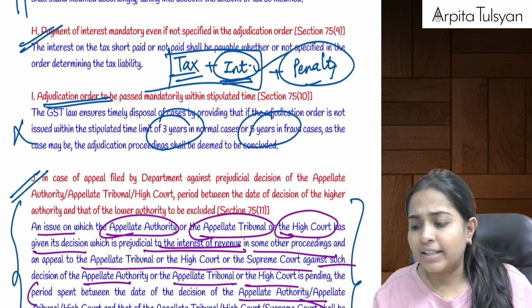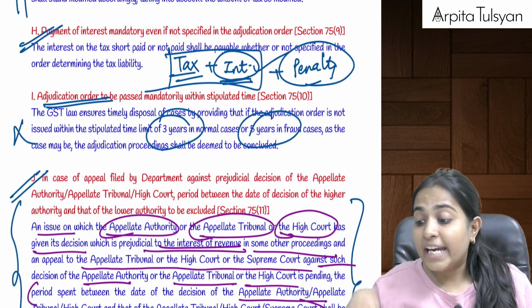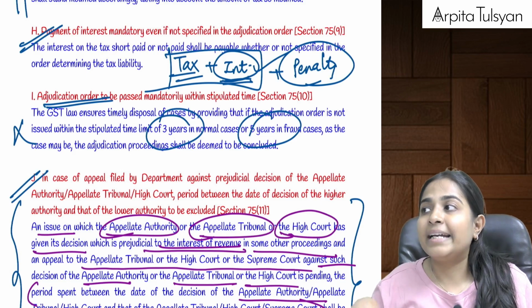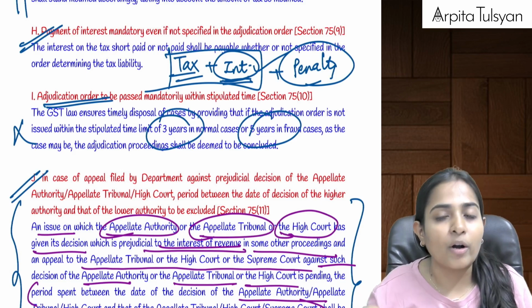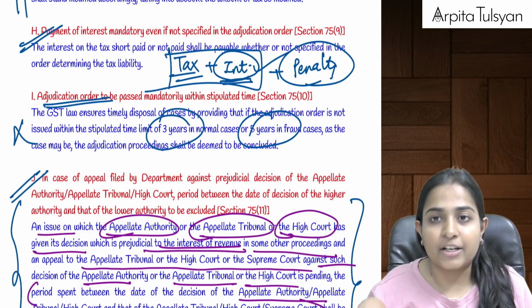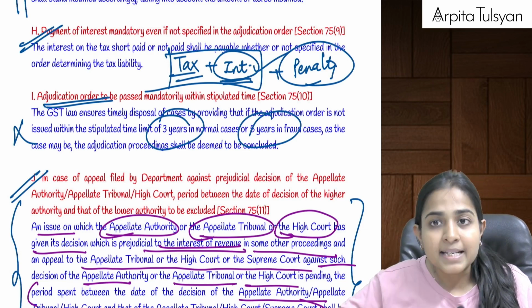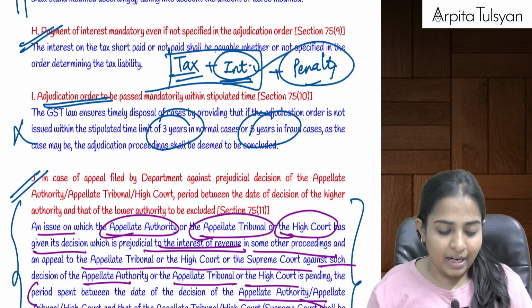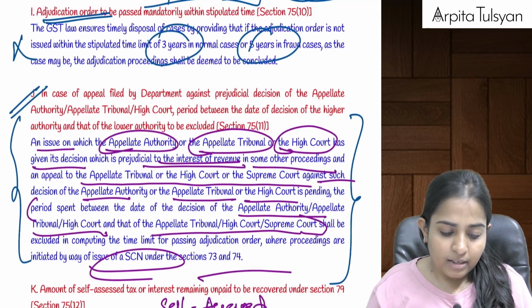And yes, one thing which I had told you earlier also, if suppose in the order interest is mistakenly not levied by the officer, then too we are liable to pay the interest under section 50. Tax plus interest you have to pay by default. Penalty will be determined by the officer. Are you clear with this?